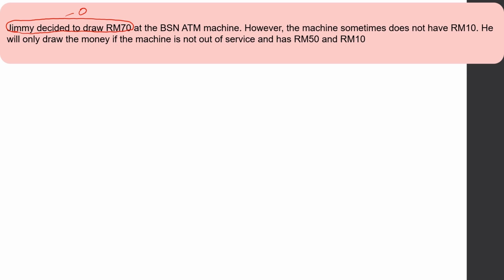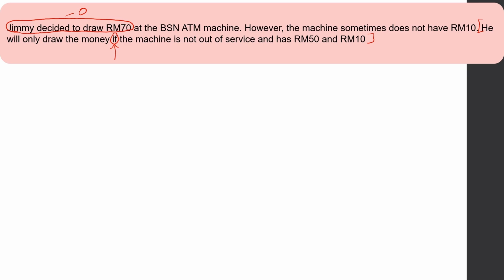He will only draw the money if the machine is not out of service and has 50 ringgit and 10 ringgit. So this is the most important statement. Why? Because in this statement we have the situation of input and output. So you just find this part, if. Any statement before the if is sometimes related to the output, and any statement after the if is always related to the input.